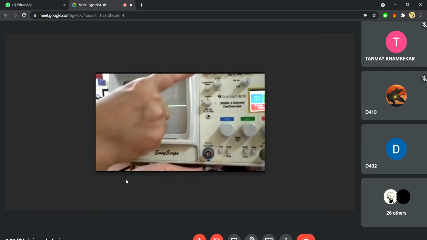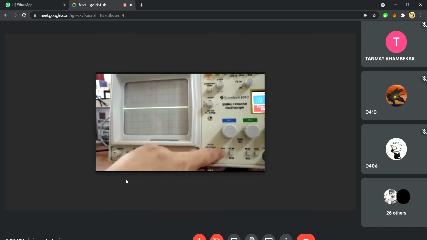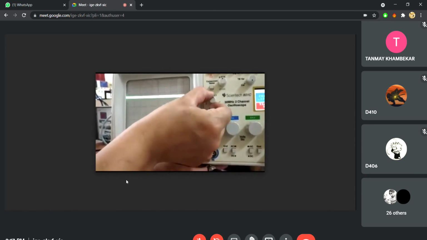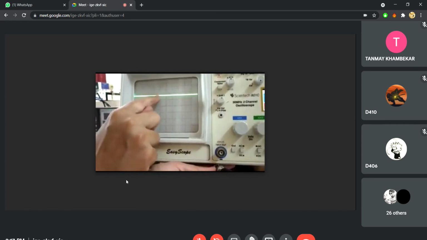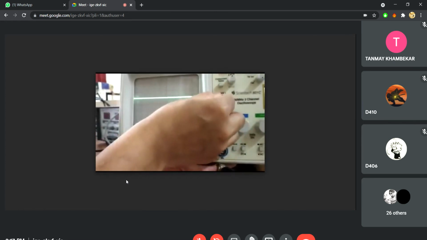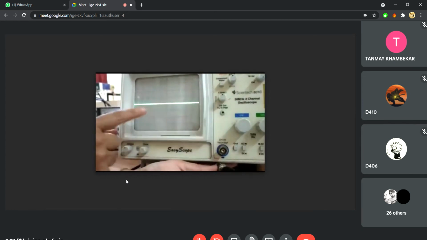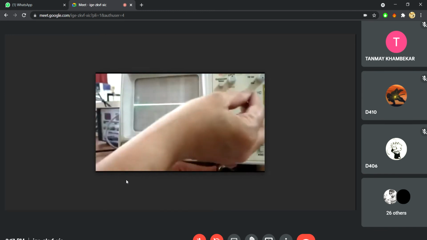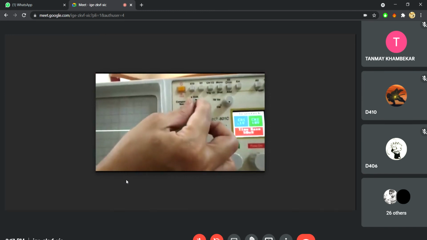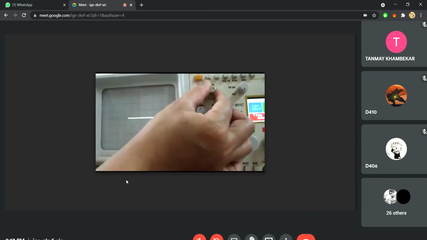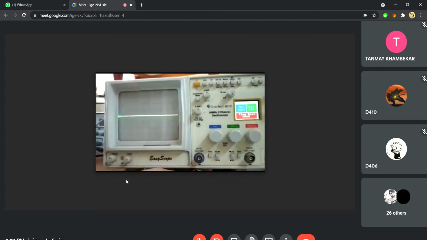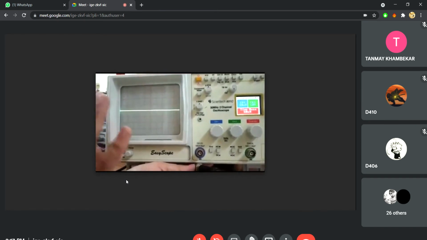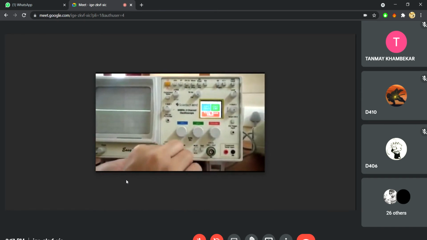As soon as I switch on the CRO, firstly I will press this ground, and I have to bring this line onto the ground axis, meaning this axis. Not necessarily always will it be on the ground, it can be anywhere. You have to shift this and bring it onto the ground line. Similarly, there is one more control, X shift. I can also move this wherever I want. We will bring it onto our screen very properly on this axis.